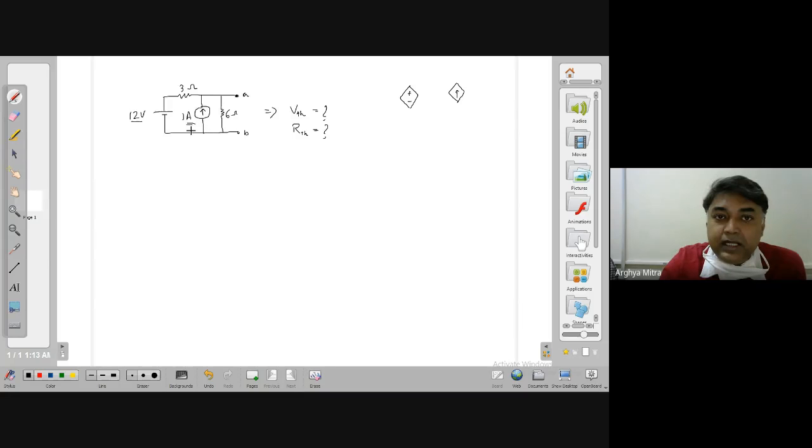Here both the sources being represented are independent in nature. Just by seeing the topology of the network, we can understand that there are only independent sources present in the network. So it's pretty easy to find RTH, looking back into the network and setting all sources to 0. How can I set this source to 0?